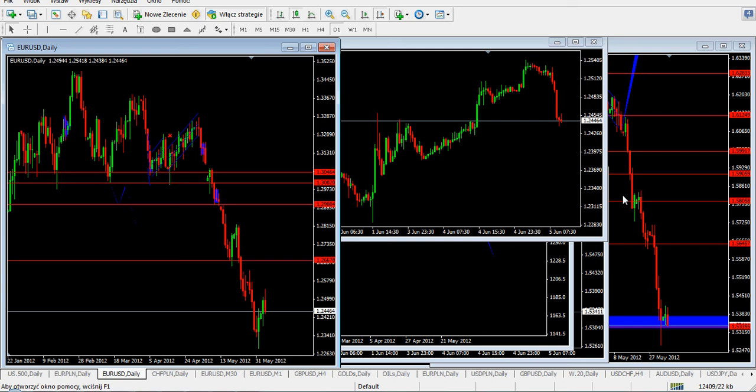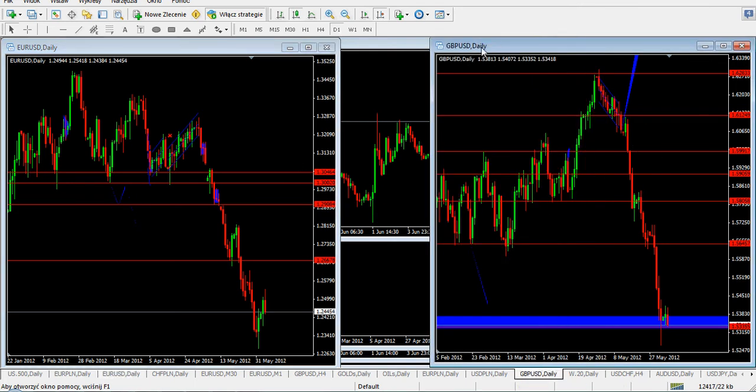Right now it is 4 a.m. It is 11 minutes after 4 a.m. Eastern Standard Time, and in Europe it is 1 hour after European Stock Exchange opening. So it is 10 o'clock a.m. in Europe, and right now we are looking at Euro dollar and pound dollar daily charts.